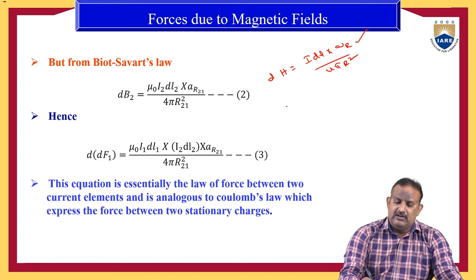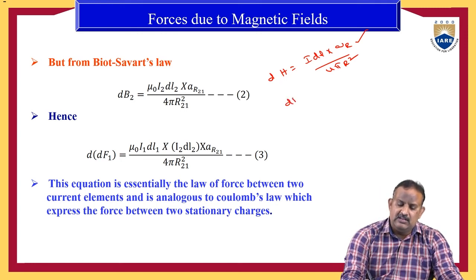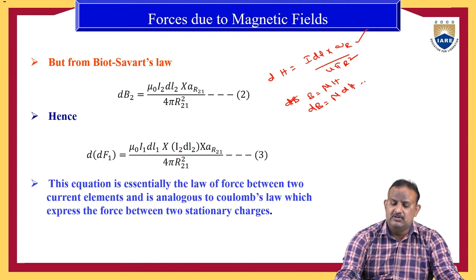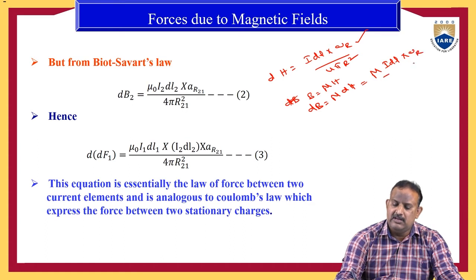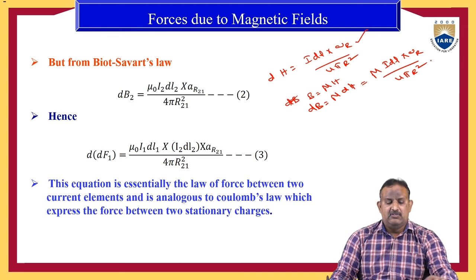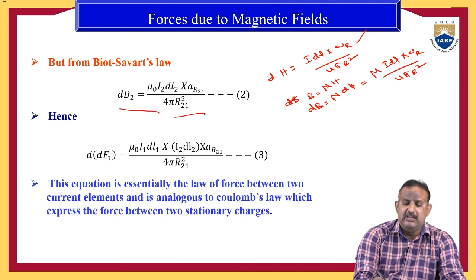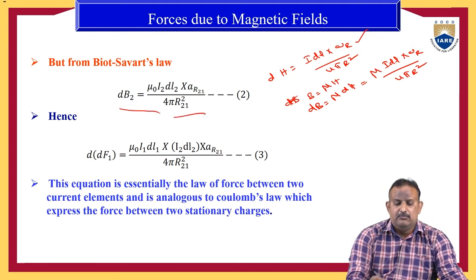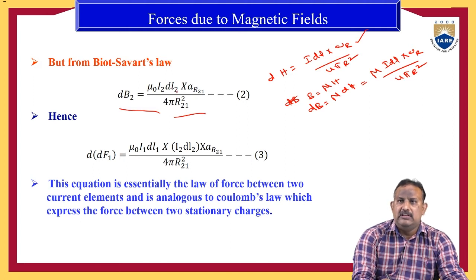Therefore, we can find dB. In place of dH, we are finding dB because we know that B is equal to mu H. So dB means mu into dH. Therefore, the equation becomes mu I dL cross aR by 4 pi R square. According to Biot-Savart's law, dB2 is equal to mu naught I2 dL2 cross aR21 by 4 pi R21 whole square.